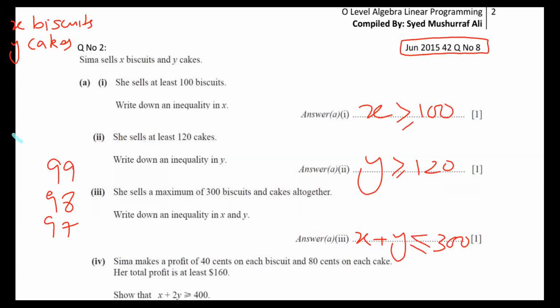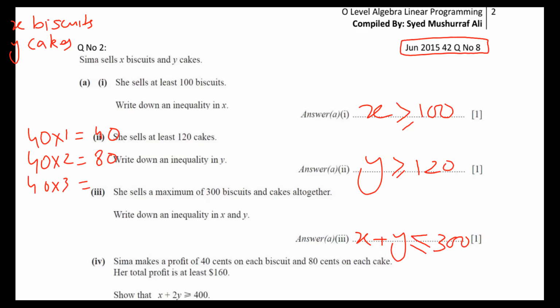Let's talk about the last inequality, where we have to show this one. You can see here below, show that this one. Which condition do we have? Sima makes a profit of 40 cents on each biscuit. So each biscuit 40 cents. Let me explain. 40 cents on each biscuit. One biscuit means 1 into 40, 40 cents profit. Two biscuits, 40 into 2, so 80 profit. 40 into 3 means 120 profit.